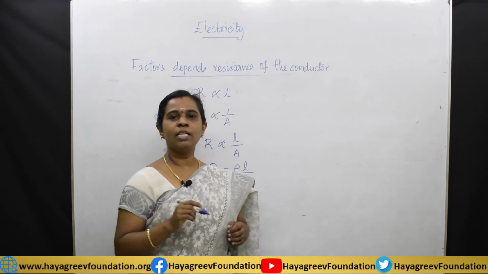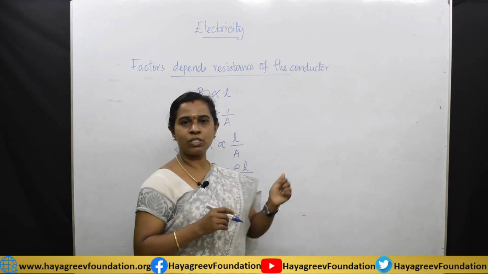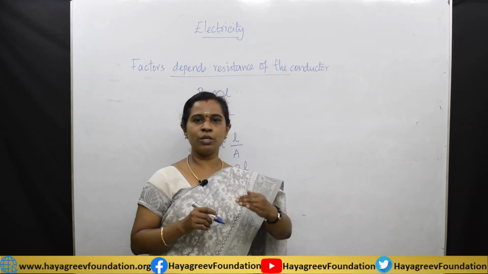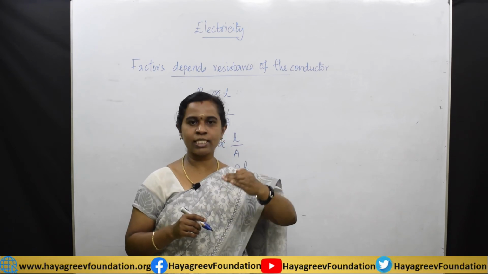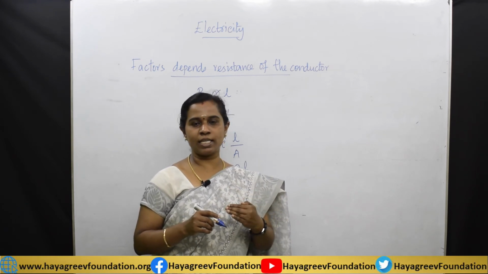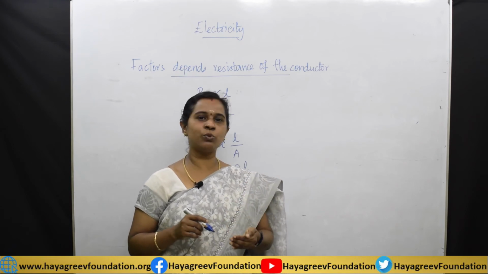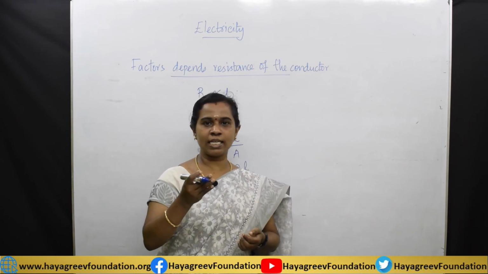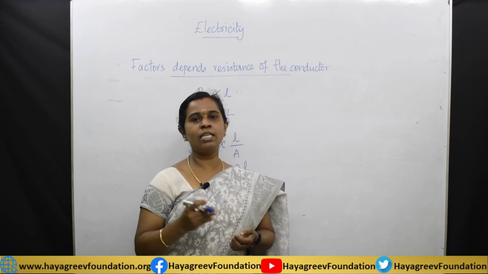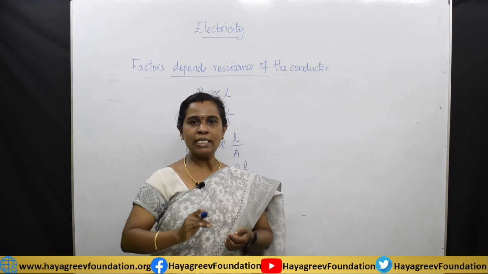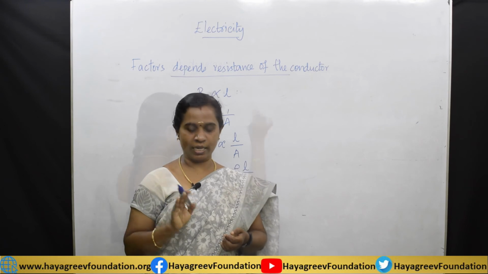Next factor, the resistance of the conductor depends on area of cross section. So if area increases, resistance of the conductor is going to decrease. If area is doubled, resistance of the conductor decreases by 2 times. If area is decreased, resistance of the conductor increases by that many times.